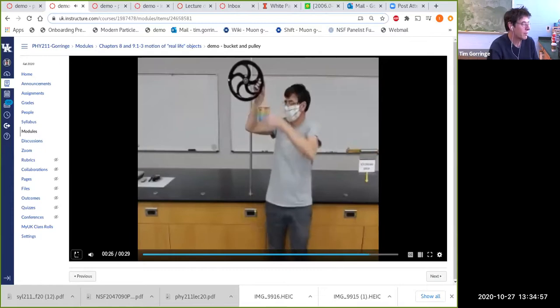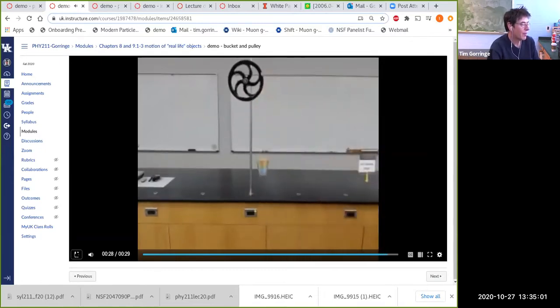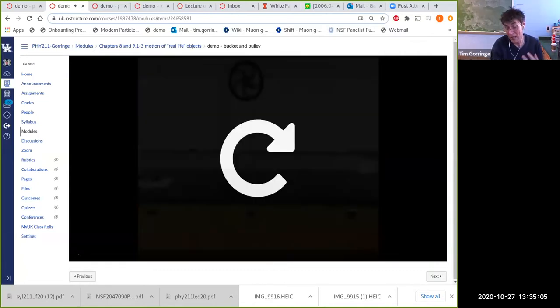And I'm going to release that bucket. It's on half speed here because I wanted you to see it as much as possible. But that acceleration is about half the acceleration of gravity. And you notice that as well as the bucket accelerating, the pulley also underwent angular acceleration. So it's a combined motion of the bucket and the pulley.